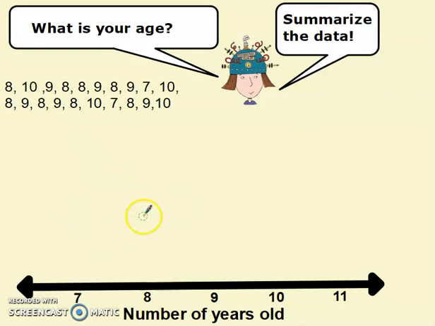So the first number is 8. I'm going to put a dot on 8 and mark that out. On 10 and mark that out. On 9 and mark that out. On 8 and mark that out. Oh, look, 8 again and mark that out. On 9 and mark that out. On 8 and mark that out. On 9 and mark that out. On 7 and mark that out.